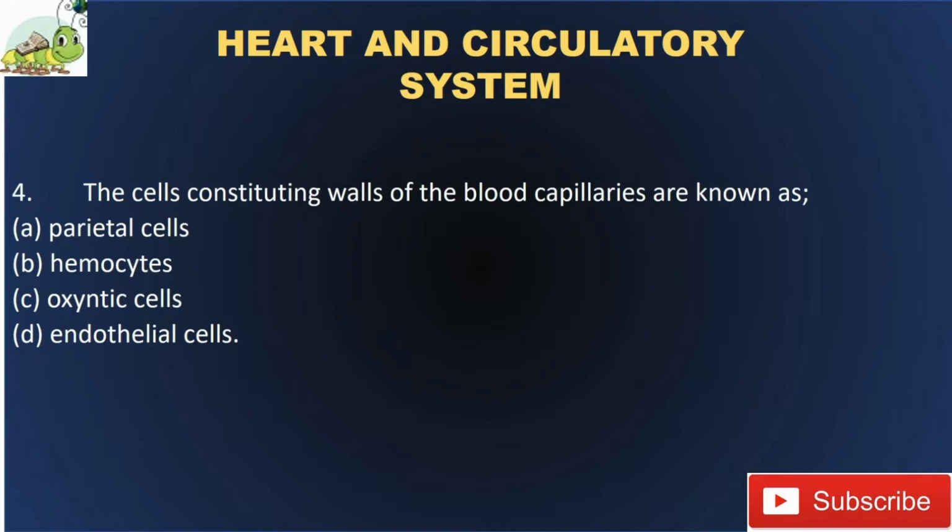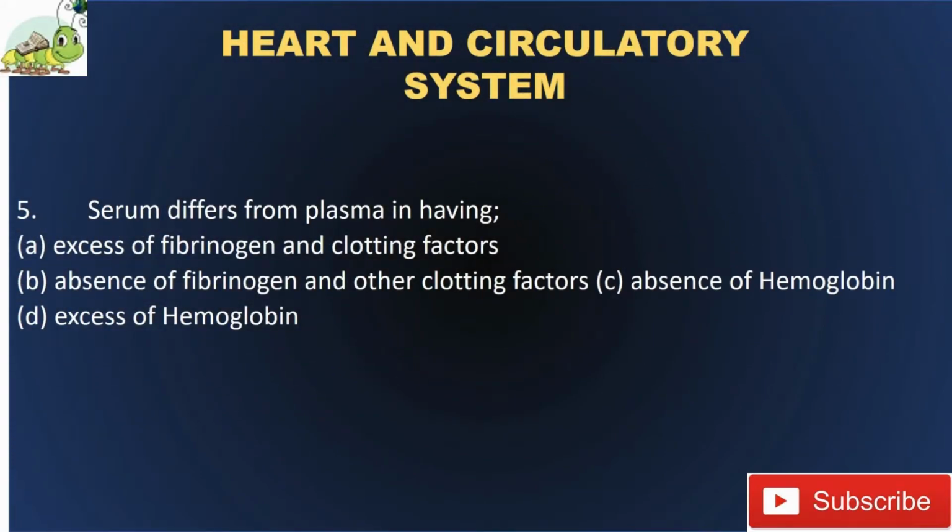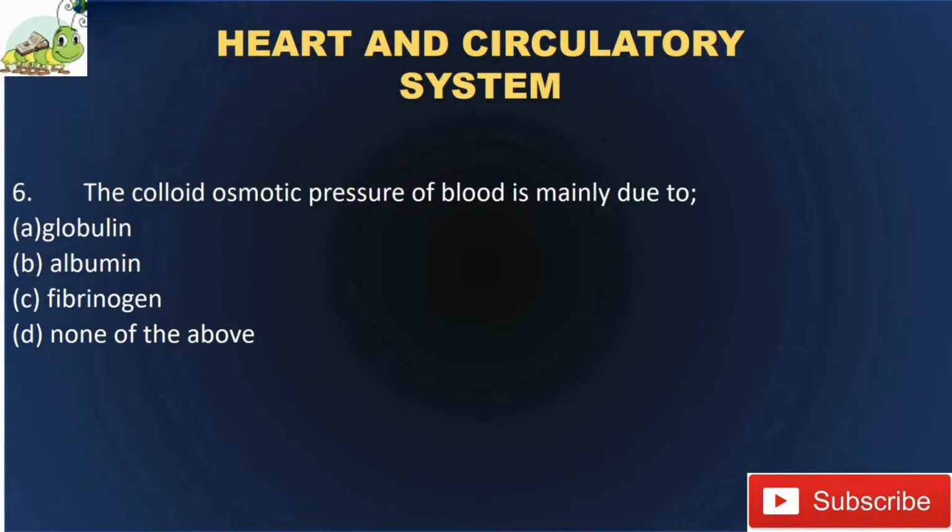Question number 4. The cells constituting walls of the blood capillaries are known as parietal cells, hemocytes, oxyntic cells, endothelial cells. Question number 5. Serum differs from plasma in having excess of fibrinogen and clotting factors, absence of fibrinogen and other clotting factors, absence of hemoglobin, excess of hemoglobin.